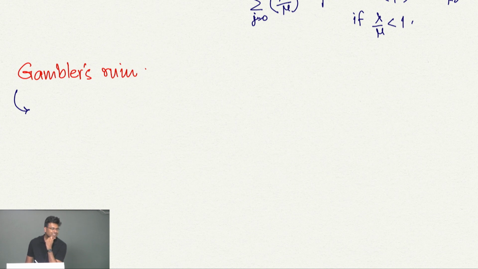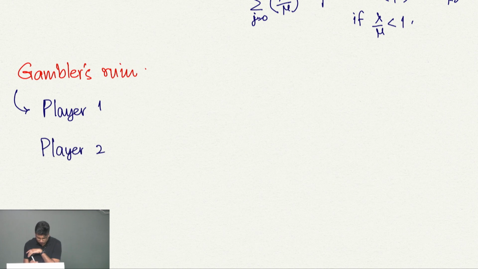There is a gambler who comes to gamble with some initial amount of money. Every time he bets, he wins or loses. He wins with some probability and loses with some probability. If it's fair, then the probability of winning is the same as the probability of losing. So there are two players, player 1 and player 2.